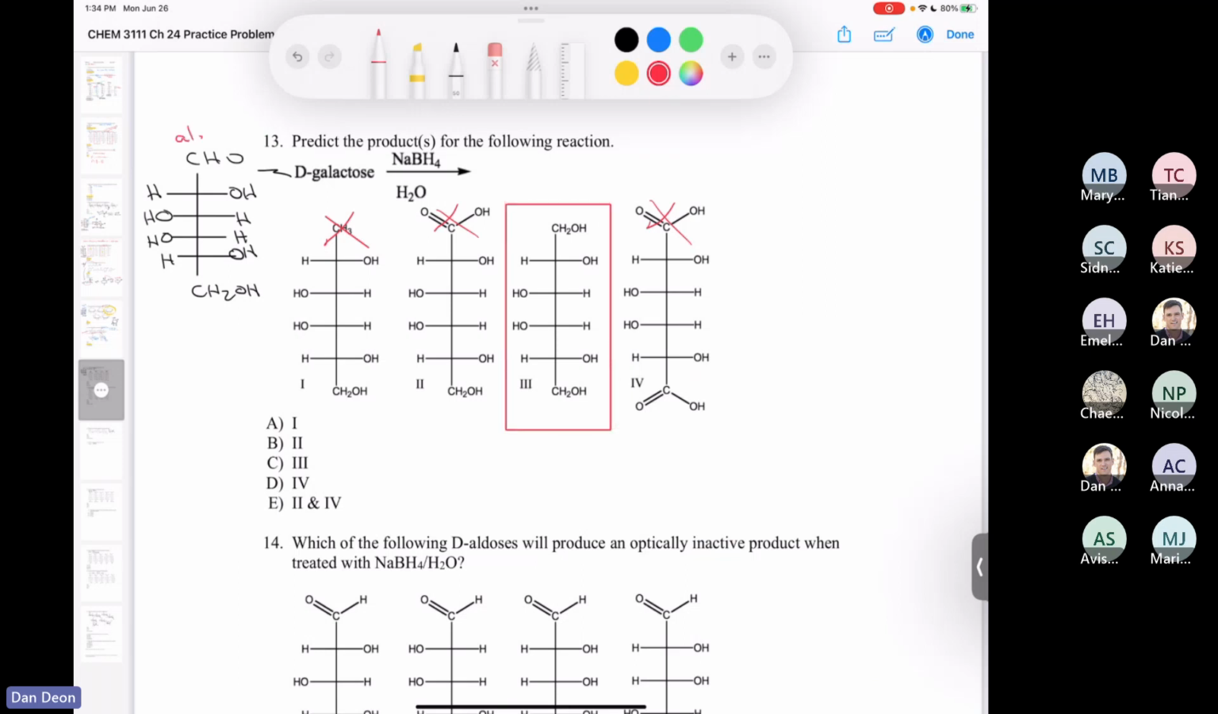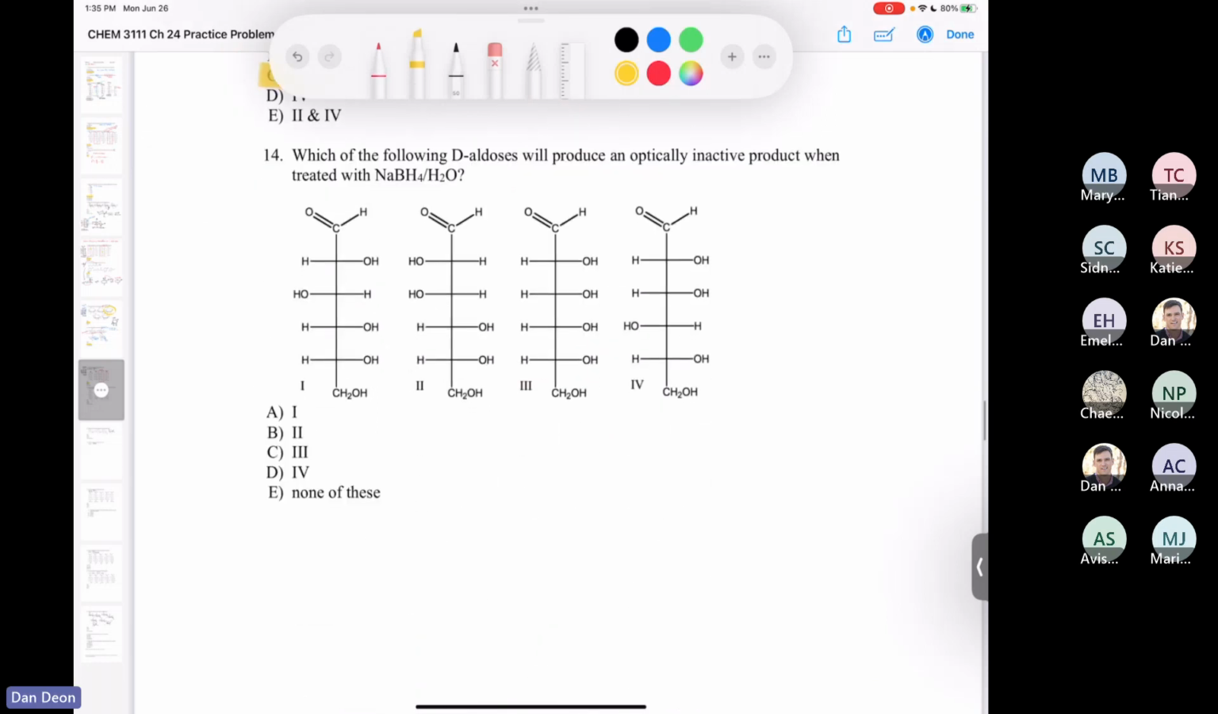So here it's an aldehyde, right? And here it is an alcohol. Okay, and remember we have a name for this. We call this an alditol. So when you reduce an aldose to an alcohol, we call that an alditol. All right, so that covers that one. So the answer for this one is number 3. All right, number 14, another reaction here.